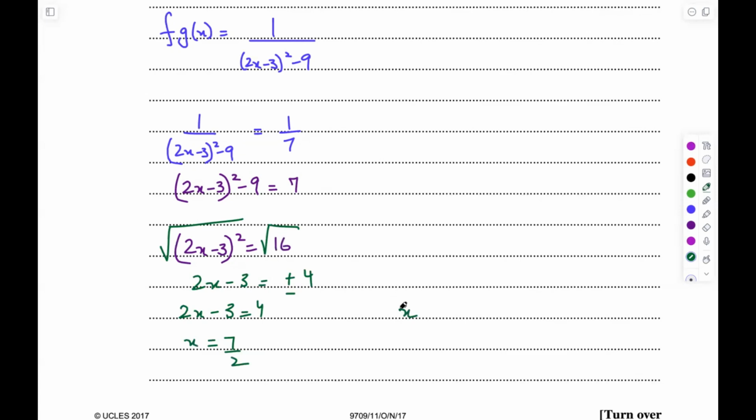Substituting x equals to minus 4, that will be 2x minus 3 equals to minus 4. So minus 4 plus 3 is minus 1. So x will be equal to negative 1 upon 2. Now, as x has to be greater than 3, it means that the value of x in this case will only be 7 upon 2, as the values of x have to be greater than 3.